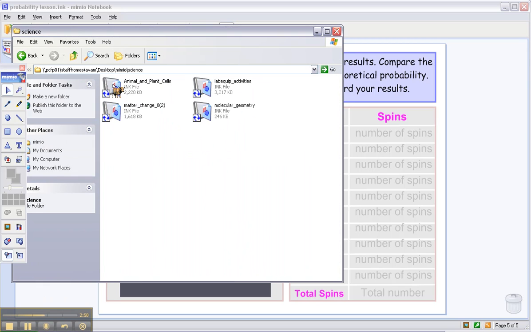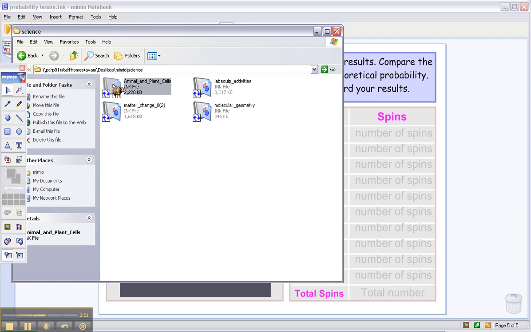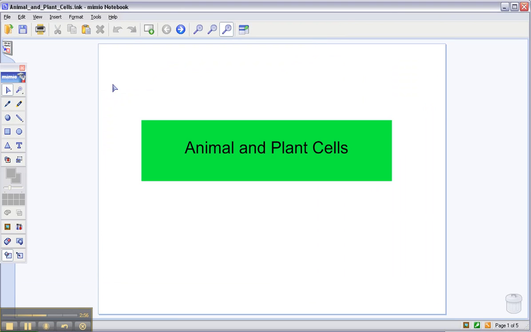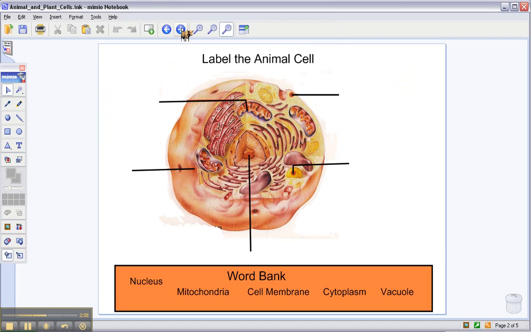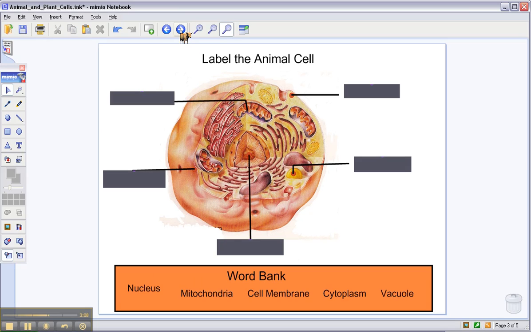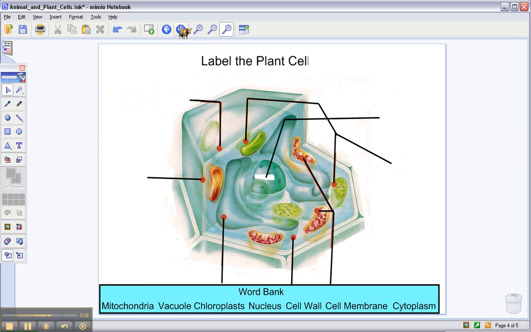On plant cells. And this one we're dragging, we're dropping where we think the labels go. And on the next page we have the answers. So we can check. And then the same for the plant cell with the answers.